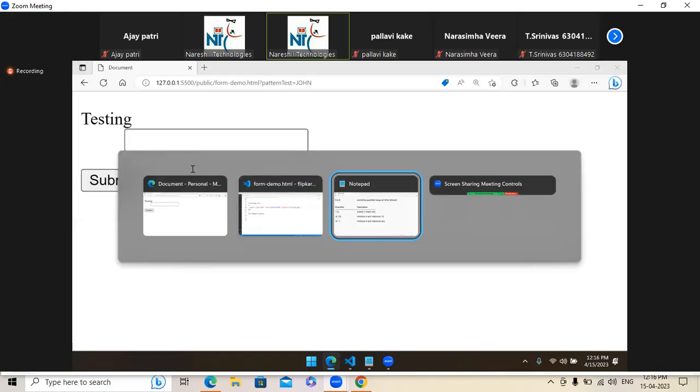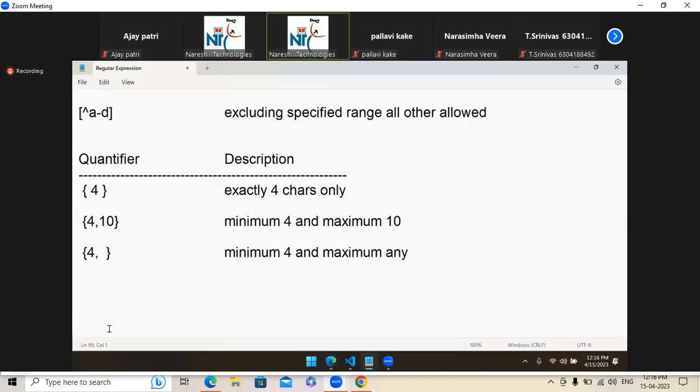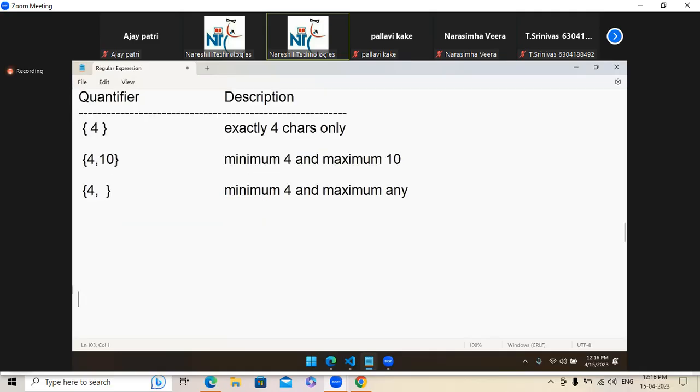That is how generally we write the quantity. So that means usually how we define the quantity. So we write pattern is equal to A-Z and this is 4 comma 10. Like this we write. That is the basic pattern, how we write.